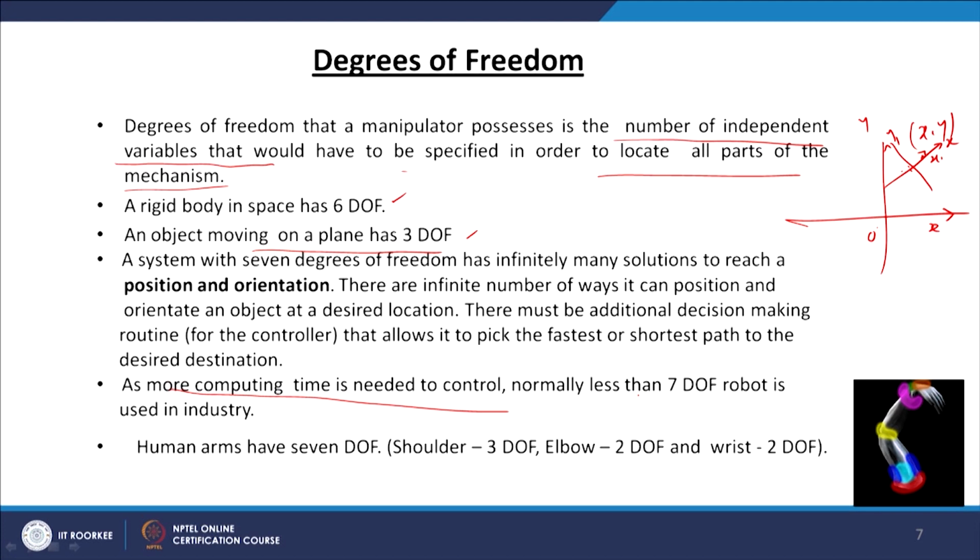And we can easily see that the human hand has 7 degrees of freedom: 3 degrees of freedom at the shoulder, at the elbow 2 degrees of freedom, and at the wrist 2 degrees of freedom. All of them are rotational movements only.